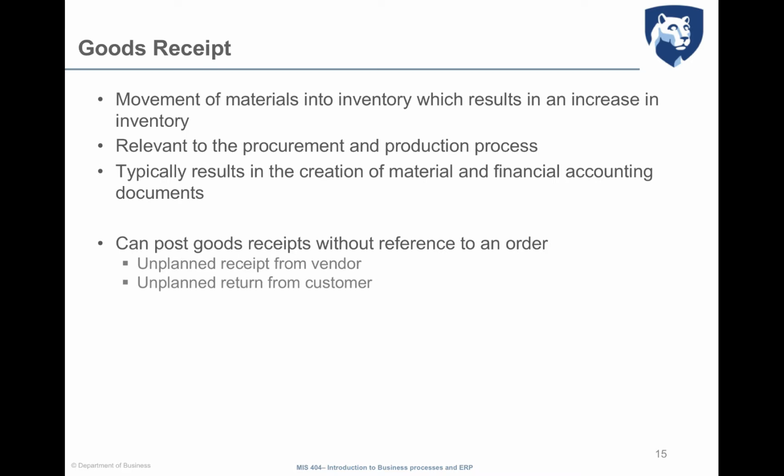Let's start with goods receipt. Goods receipt is a movement of material into the inventory. So we receive the goods and we bring them to the inventory. And of course, the result of this is that inventory increases.